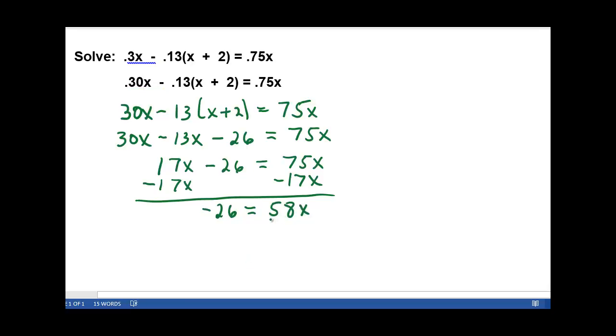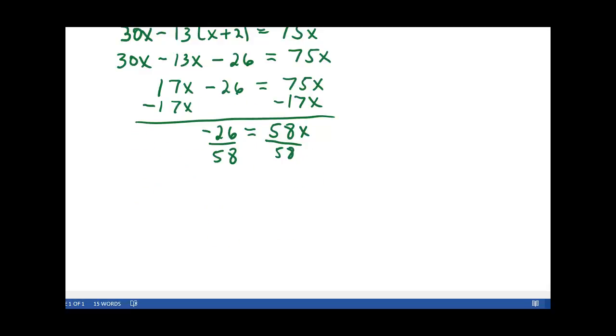Since I'm solving for 1x, I'm going to divide both sides by 58. That gives me x equals negative 26 over 58.